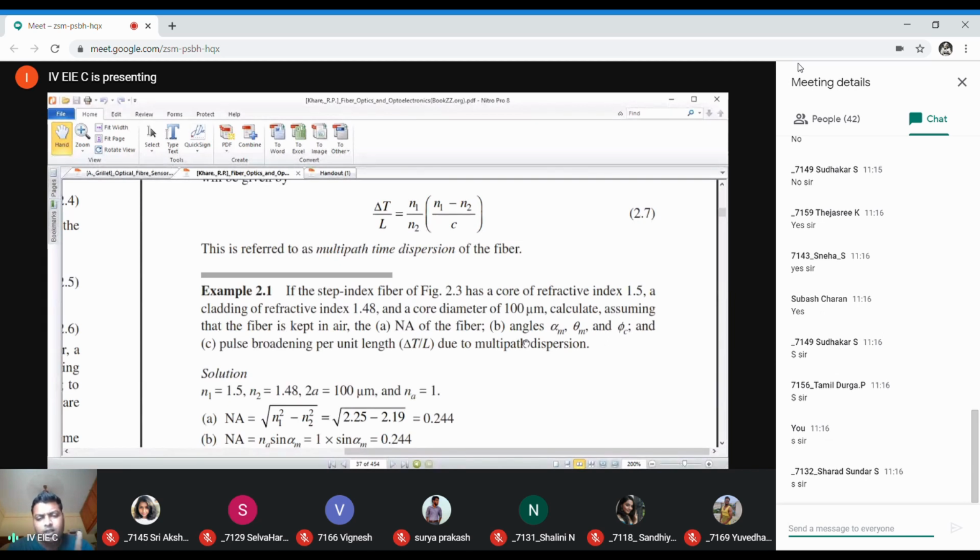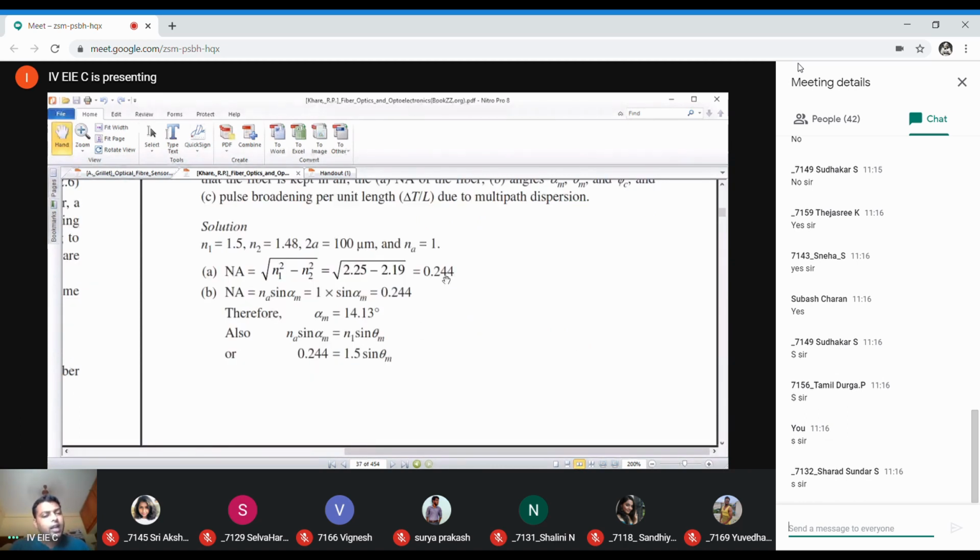Clear? So the first thing we are going to find is the numerical aperture. So what we have is N1 and N2, so we can find NA easily. NA is equal to the square root of N1 square minus N2 square. Clear? So substitute the values for N1 and N2, and you can find the answer for NA easily.